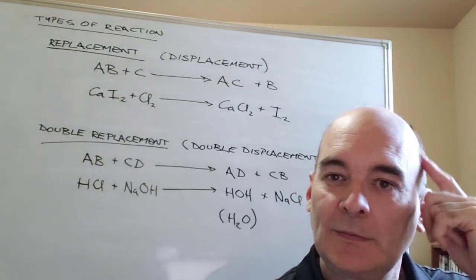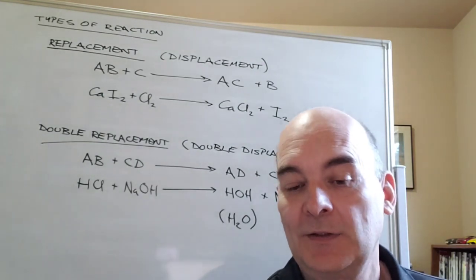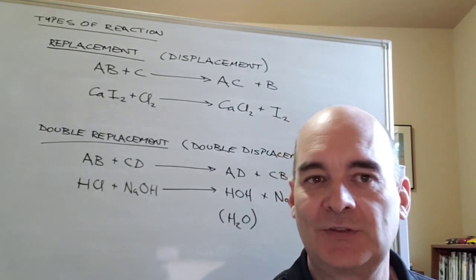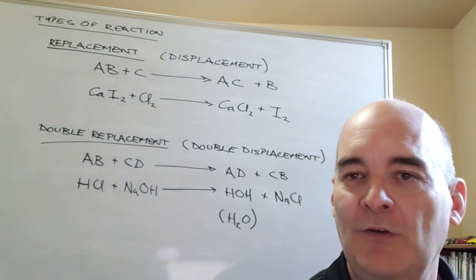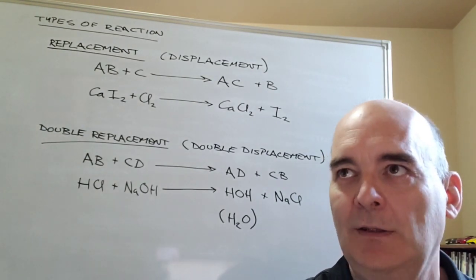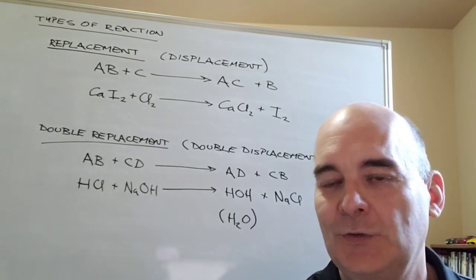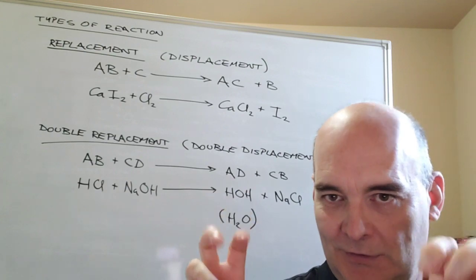Now, sodium chloride is table salt, and that's the salt that you may be aware of, but any ionic compound can also be a salt.